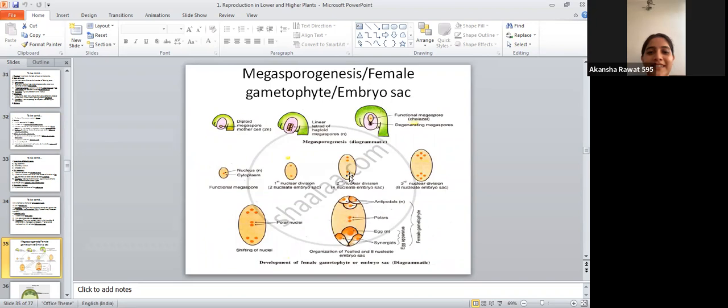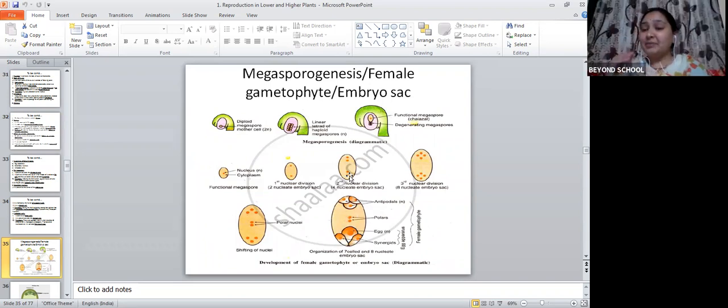From A2, it is meiosis. Yes, it is meiosis. So if anybody asks you, or in a NEET question, what major cell division takes place in the embryo sac, the female gametophyte, in floral reproduction, we have to write it down: meiosis.